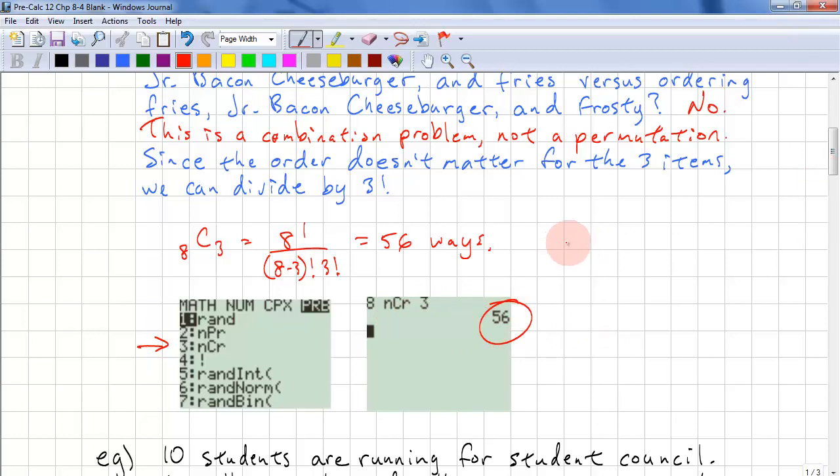However, this is really easy to do without a calculator. We have 8 times 7 times 6 because we're dividing by 5 factorial. This is 5 factorial trailing here and 5 factorial on the bottom, so that cancels out. And we're dividing by 3 times 2 times 1. Well, this is 6, that cancels out, so we have 8 times 7, and that's 56.